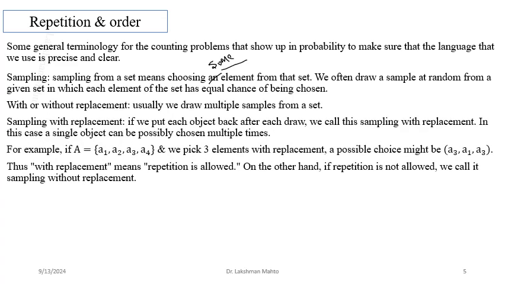If you have that kind of scenario, then we come to with and without replacement. We draw multiple samples from a set. First, we will count sampling with replacement. What is a replacement? We choose an element in the formation of a group, and then we replace it again in the population.